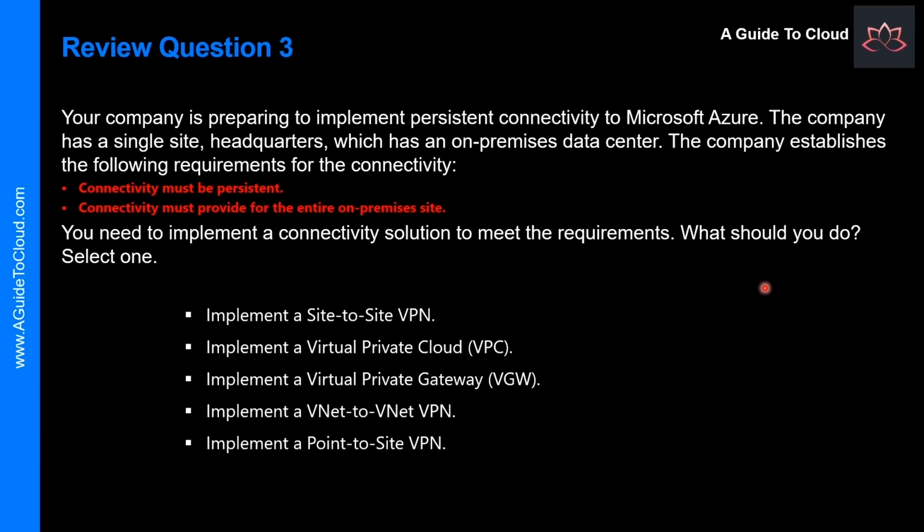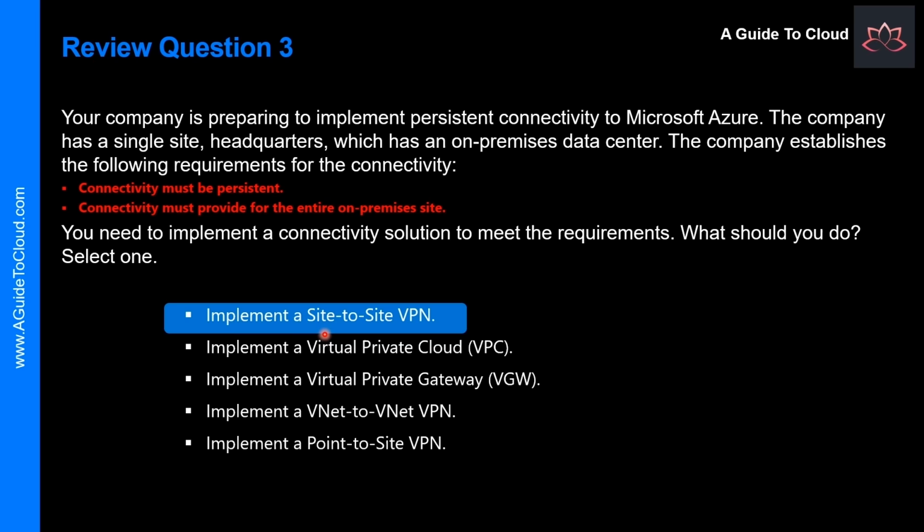So what should you do? We just need to pick one answer to complete the solution. Is it implementing a point-to-site VPN? Definitely not. That is not going to resolve the issue. That is for one-to-one connection. Is it to implement VNet to VNet VPN? Again, that is to connect 2 networks together. Is it to implement VGW or VPC? Definitely not. So the correct answer is implement a site-to-site VPN.